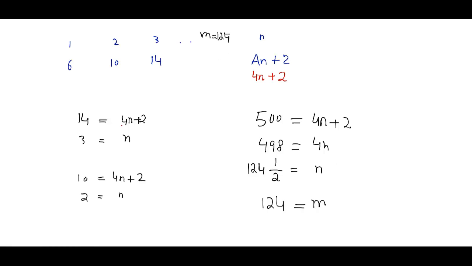So the 124th pattern, that is called M, pattern M, will occupy 124. Now plug 124 in this formula. So pattern number M, that is the 124th pattern, will occupy 498 counters. But we have 500 counters, so 2 counters will be left.